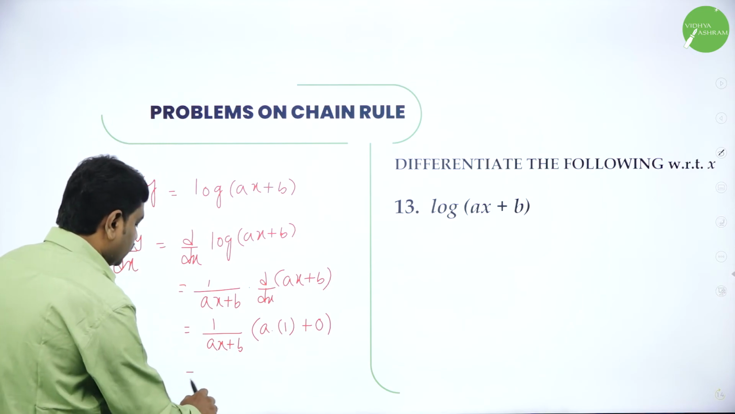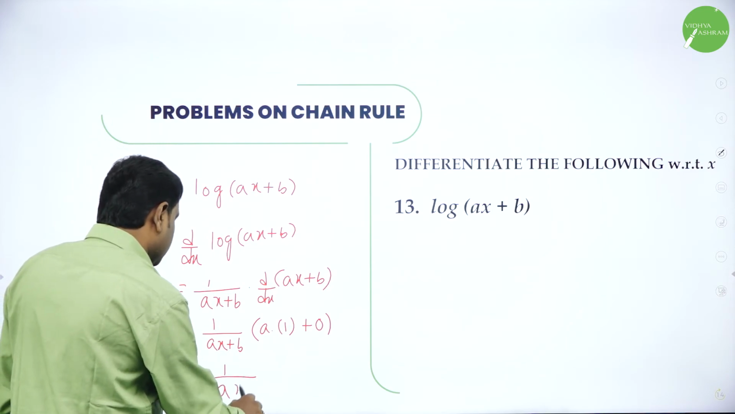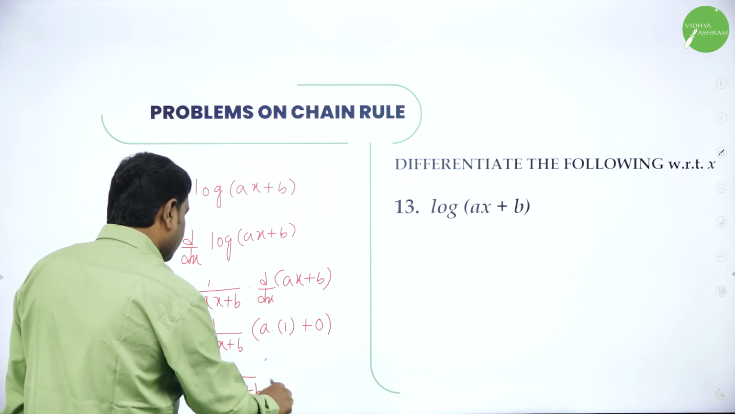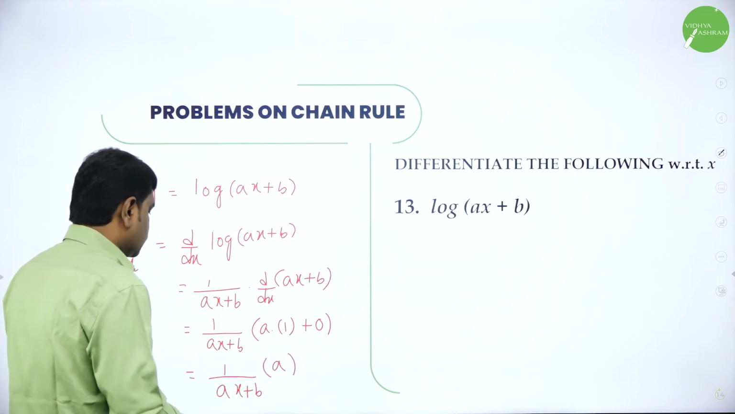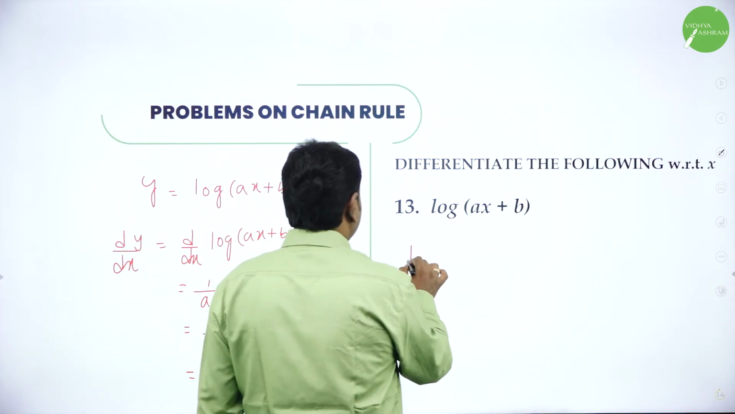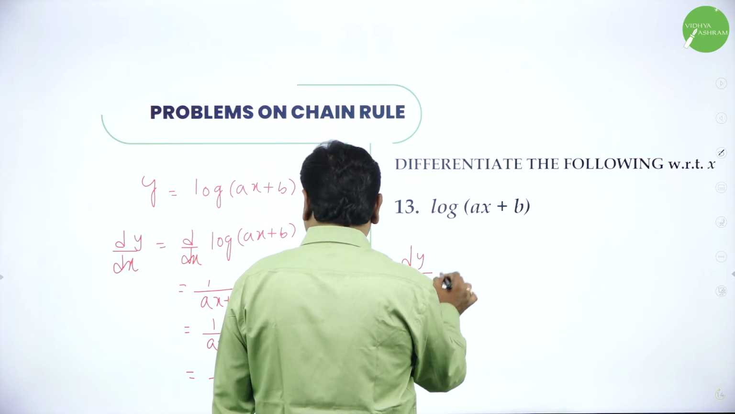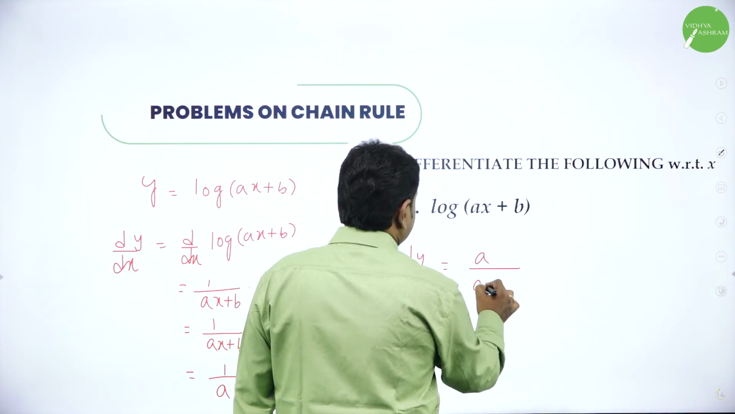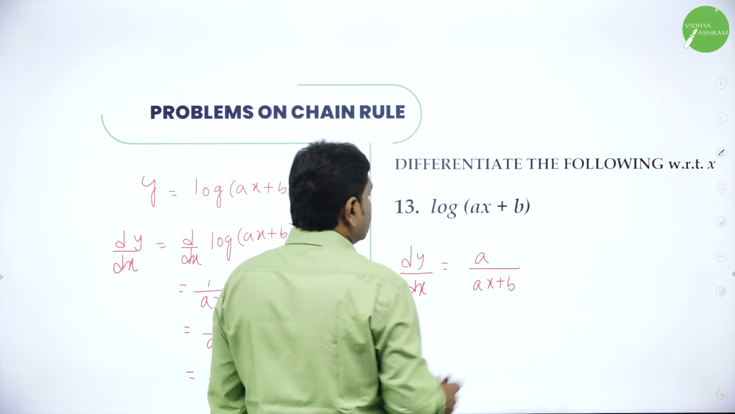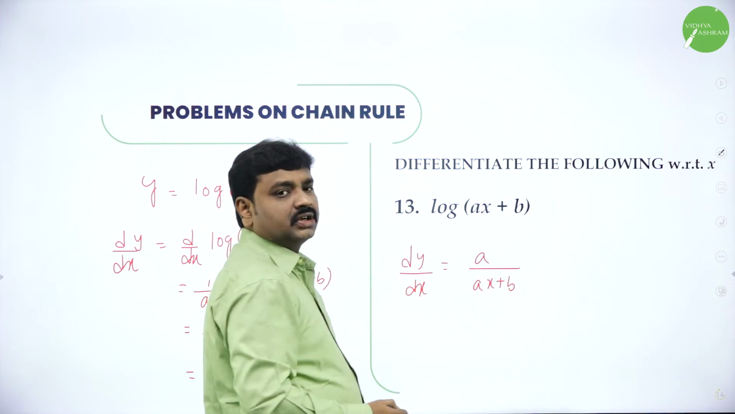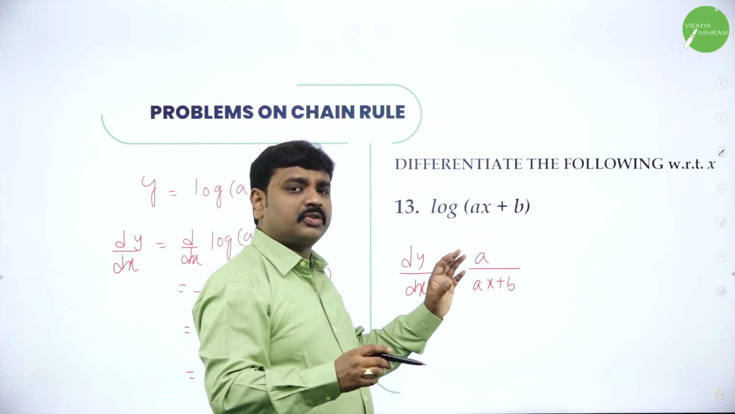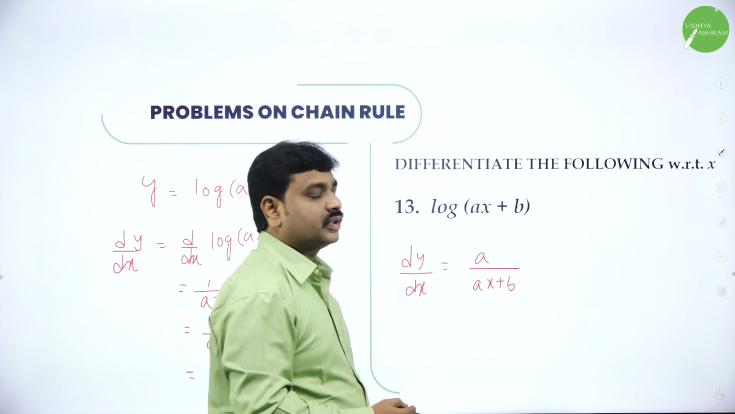So now finally what you will get? 1 by ax plus b into derivative of ax, which is a into 1, that is a. That's it. So we got the value of dy by dx. What is the value of dy by dx? a by ax plus b. Coefficient of x comes out as a constant. Log x is 1 by x, log of ax plus b is 1 by ax plus b into a.